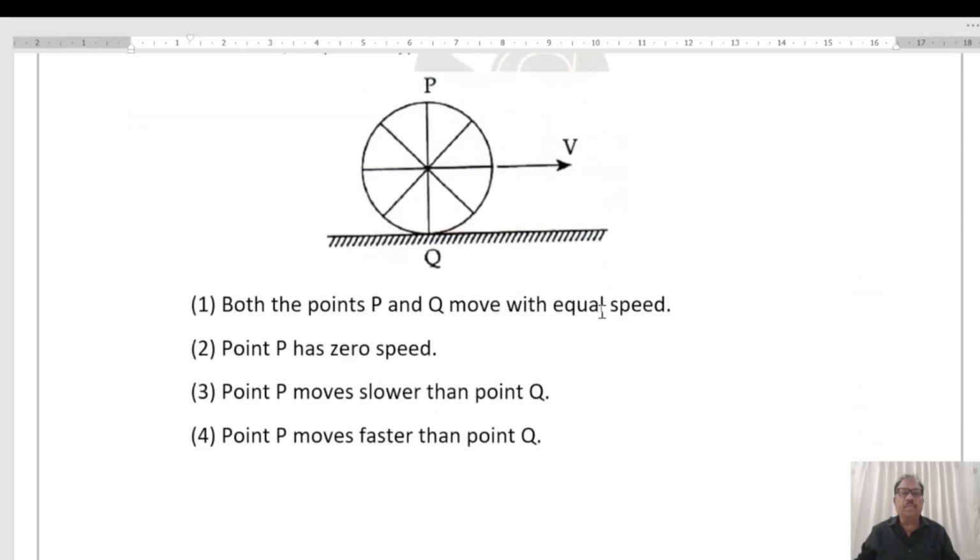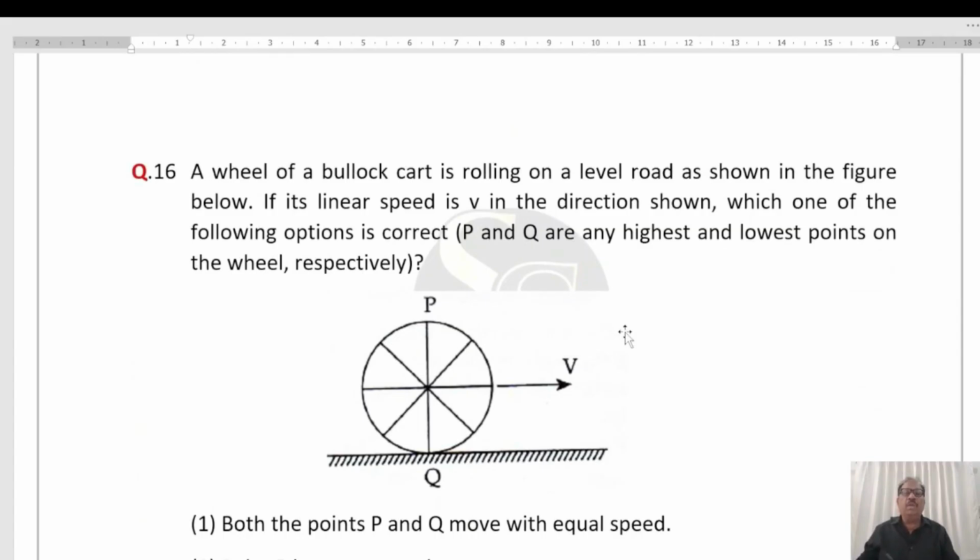Next question. A wheel of a bullock cart is rolling on a level road as shown in the figure. If its linear speed is v, in the direction shown, which one of the following options is correct? P and Q are the highest and lowest points. We know this is the velocity of the center of mass.